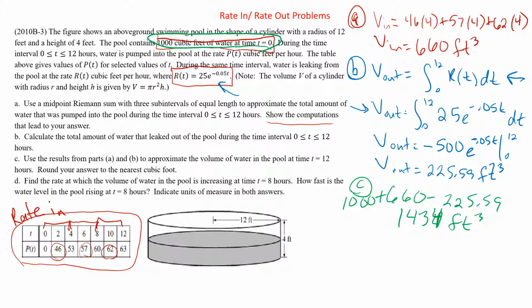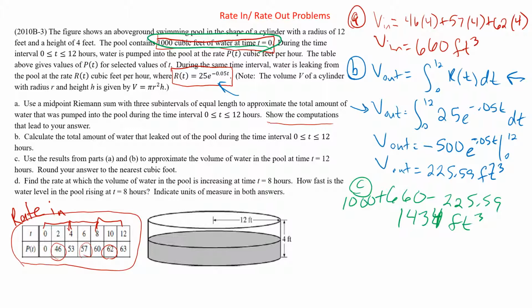And so that's how much will be in the pool at the end of the 12-hour interval. And so again, it's that initial condition that gets people. They'll do everything, but they'll forget that piece. It's an easy piece. It's an easy point to lose that you don't want to lose. Save the points that you lose for the hard questions. Don't lose the points on the easy questions.